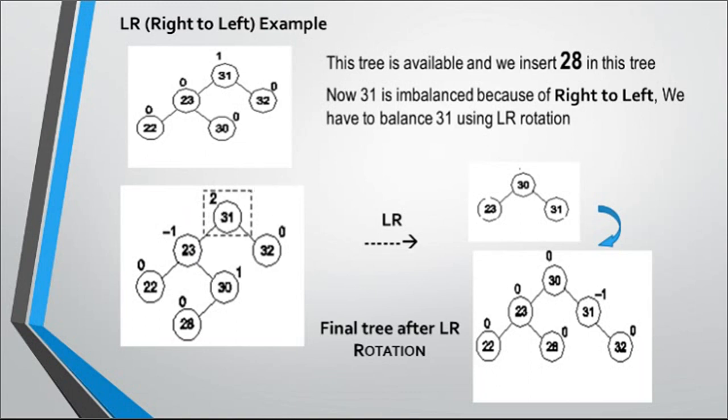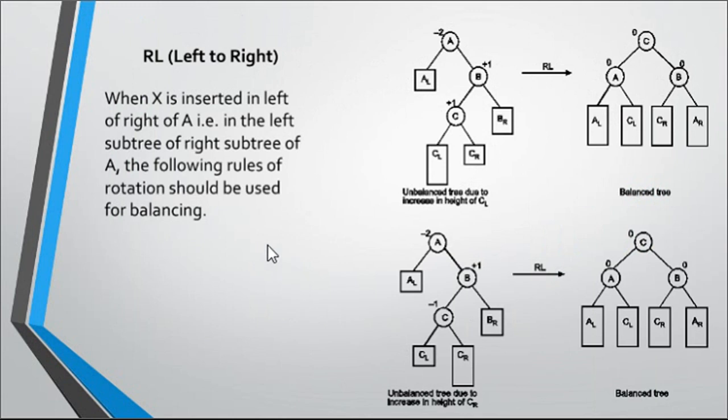So when we see the code afterwards, at that time we can see this. Another rotation is RL rotation. In RL rotation, this is A, B, C. Now over here we have added something to C, left of C or right of C, and this is imbalanced. This A is imbalanced because of CL or CR. Now this C is right of left, so there is RL rotation.